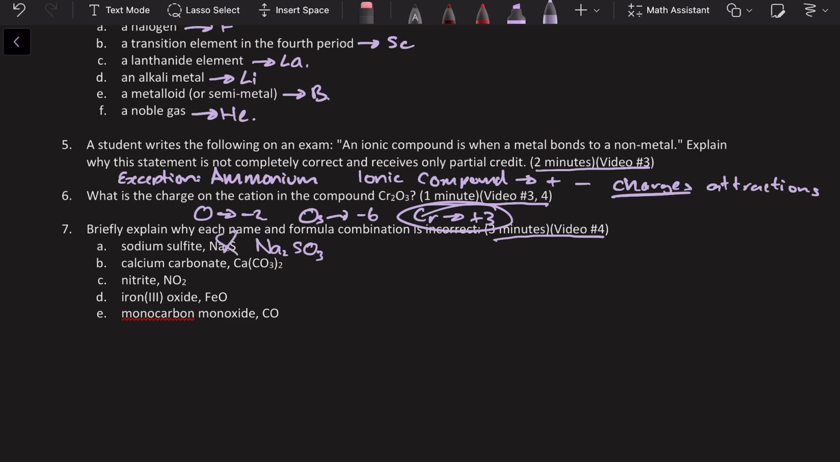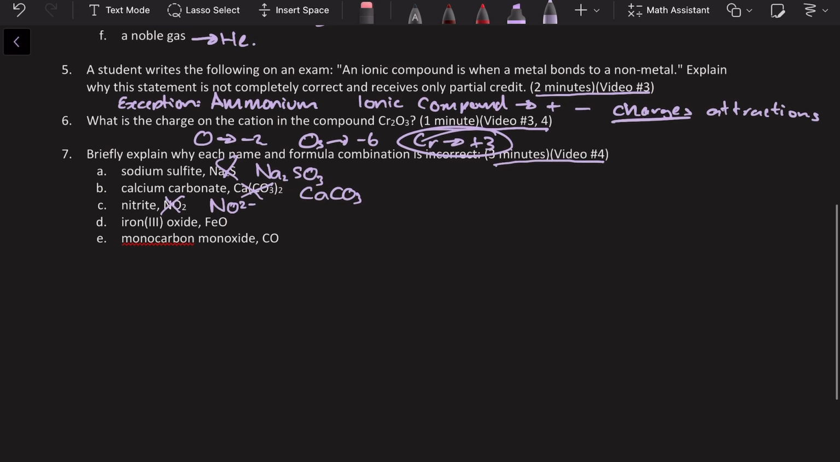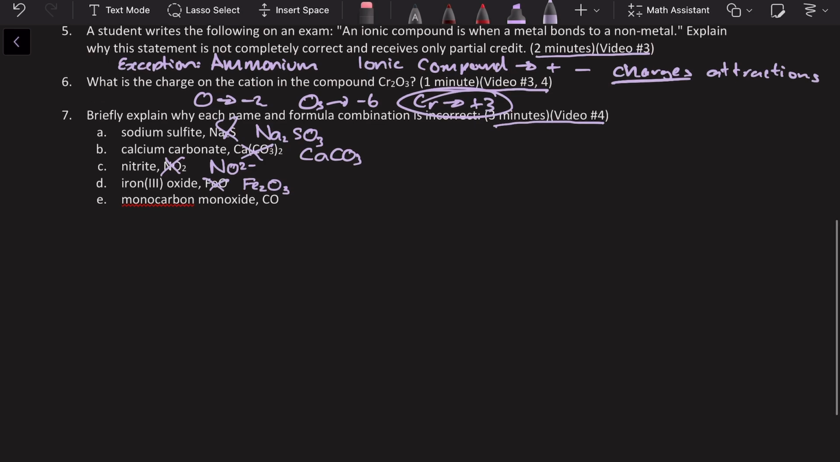Calcium carbonate, basically the formula is incorrect. You only need one carbonate, CO3 2-, to balance the 2+ charge on the calcium. We got nitrite, which is NO2, but in this case, the name and molecule don't match. Nitrite is NO2-, and this is basically neutral, which we have here, NO2, that's nitrogen dioxide. Iron 3 oxide, FeO, it's basically iron 3 oxide, so that means we would have Fe2O3, not FeO. And monocarbon monoxide. Don't use mono before the first element. This should be carbon monoxide.